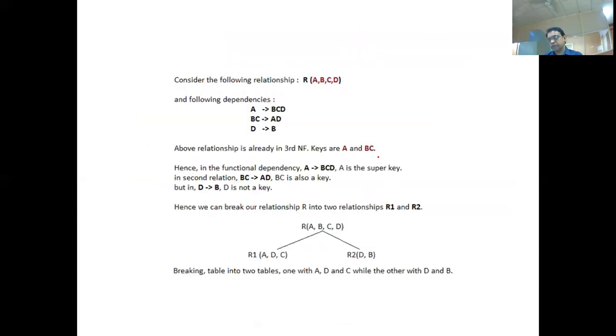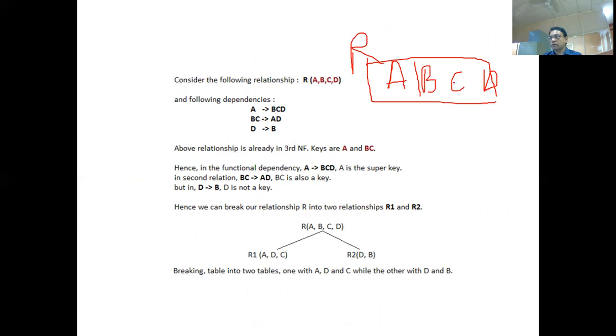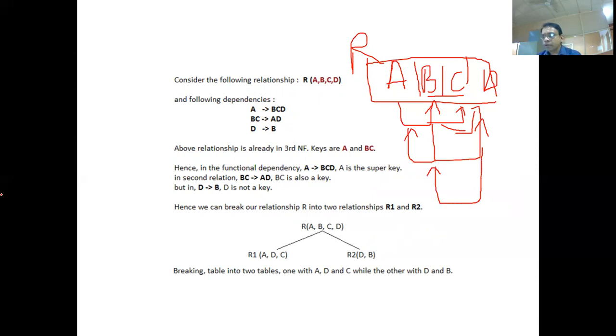We have one more example here with respect to BCNF. Let's say A, B, C, D are the attributes in the schema. Let's call it R. I have A determines B, C, and D. BC determines A and D. D determines B.